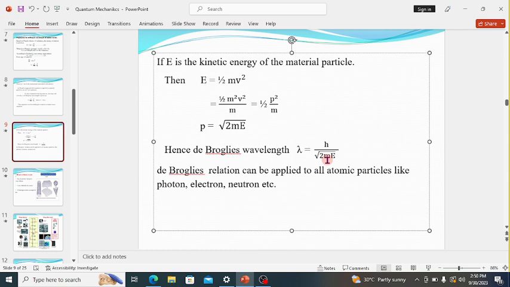So de Broglie's wavelength for photons is lambda is equal to h by mc. For all other particles it is lambda is equal to h by mv. If kinetic energy is given, lambda is equal to h by square root of 2mE. So this is about de Broglie's wavelength of matter waves.